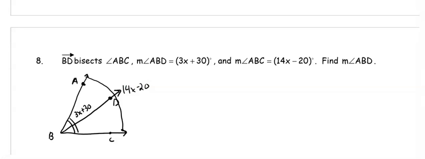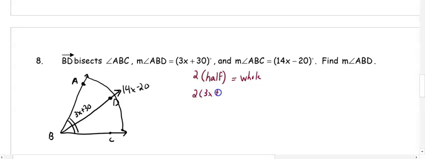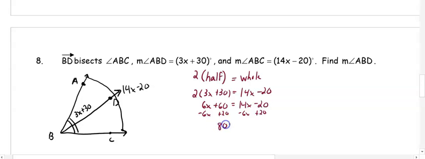So in this case, we have a half an angle and a full angle. So we need two halves to equal our whole. So we have 2 times 3x plus 30 is equal to 14x minus 20. We can distribute: 6x plus 60 is equal to 14x minus 20. We can subtract 6x from both sides and add 20 to both sides. So we get 80 is equal to 8x. When we divide, x is 10.